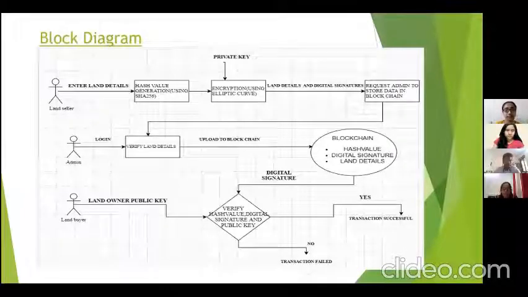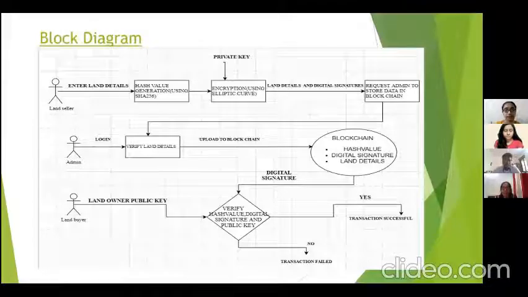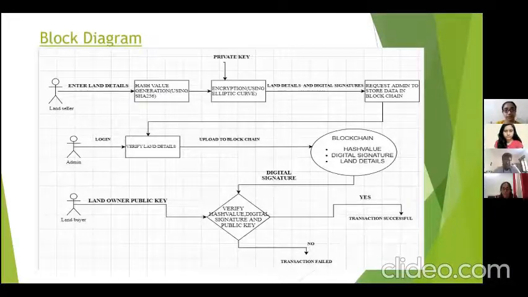So our project plan, the block diagram of our project plan, is as follows. We will be having three major actors: land seller, admin, and land buyer. The land seller will be uploading all the land credentials into the blockchain. So he will be getting a hash value. The hash value will be encrypted using a private key, which will be acting as a digital signature, and it will be stored in an IPFS system.